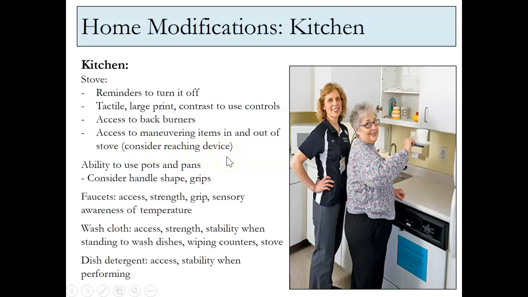Moving things in and out of the stove, because you have to reach way in, in the grill, to put something like a pot roast in. You can get some kind of reaching device that can pull the roast in and out, so again, you don't have to reach way into a hot oven.